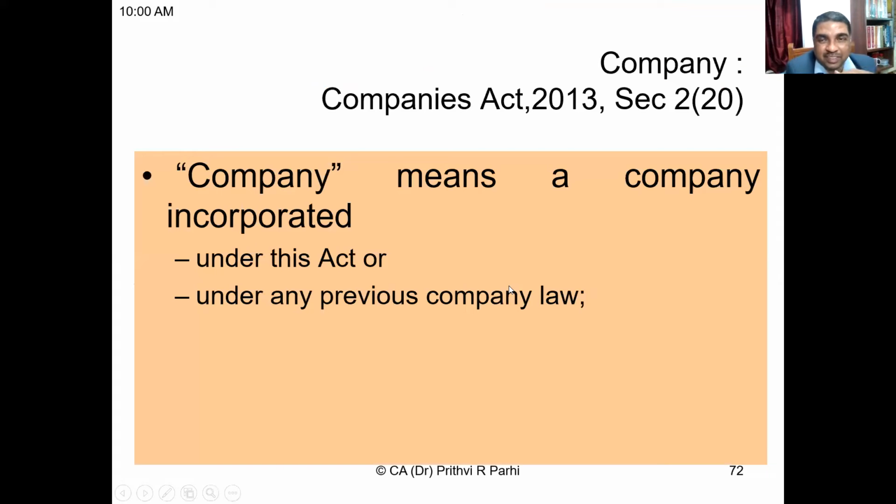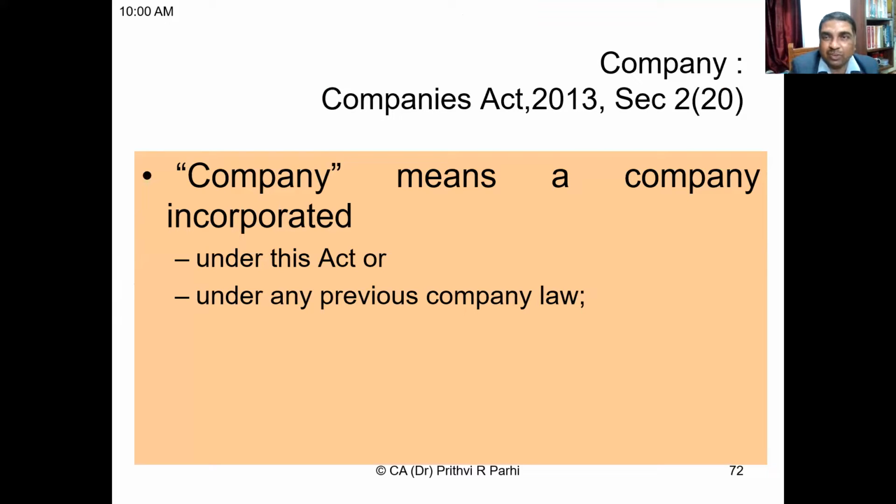As students of law, all of you know that the same term may be understood differently under different acts. So here the Income Tax Act has defined it in a separate way. Let us see how. This is the definition given under Section 2, Clause 20 of the Companies Act, which our friend told just now: company means a company incorporated under this Act, meaning the Companies Act 2013, or under any previous act like the Companies Act 1956 or any act prior to that. If it is incorporated under these acts, it may be referred to as a company.